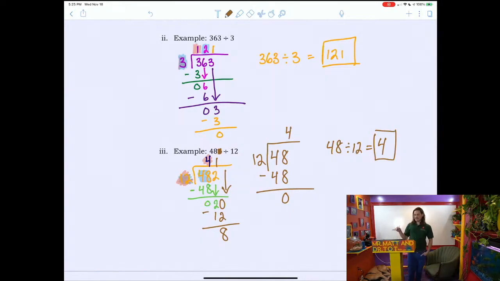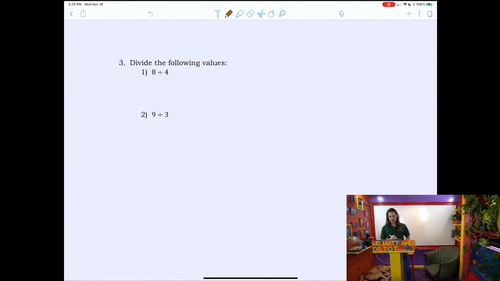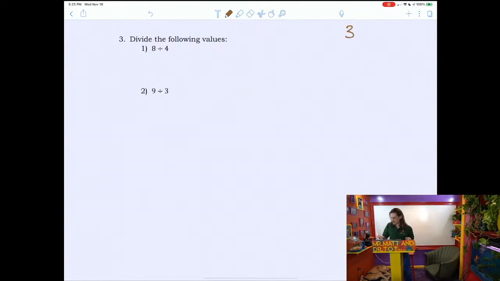So going off that second example, if you have any questions, then please let me know, and I do apologize for that typo. If you have any questions, just type them away. Otherwise, let's look at these two examples. I'm going to give you 3 minutes, and I'd like you to look at 8 divided by 4 and 9 divided by 3. I'll keep track of the time in the upper right-hand corner, and I'll update it every minute.